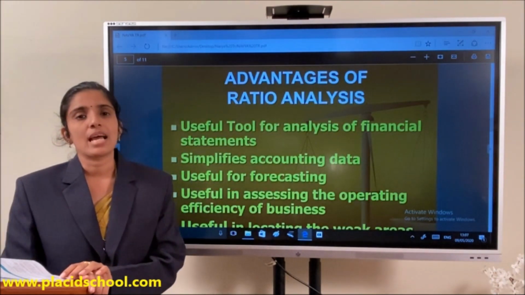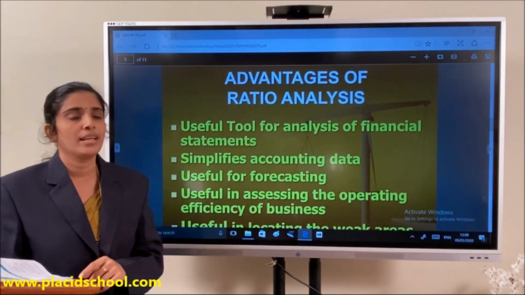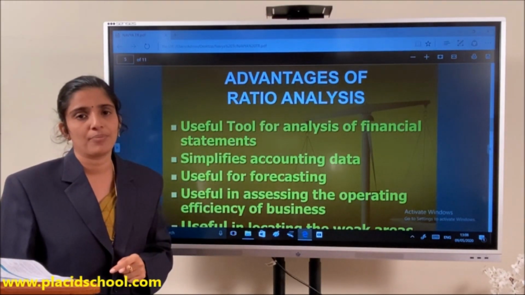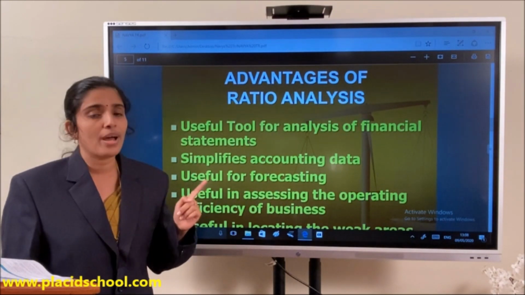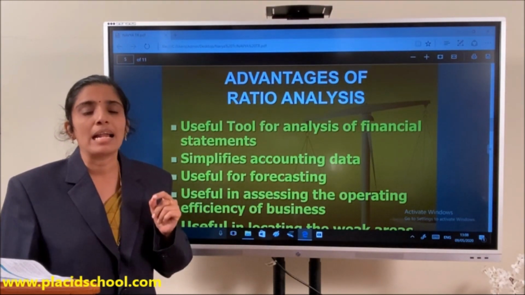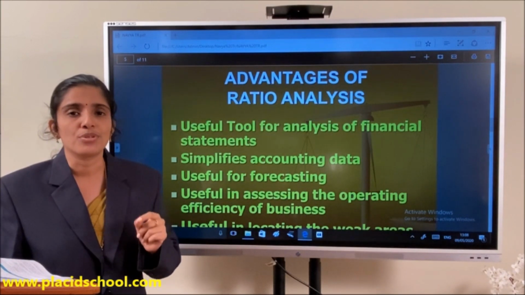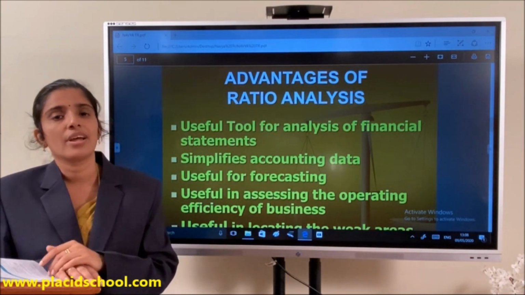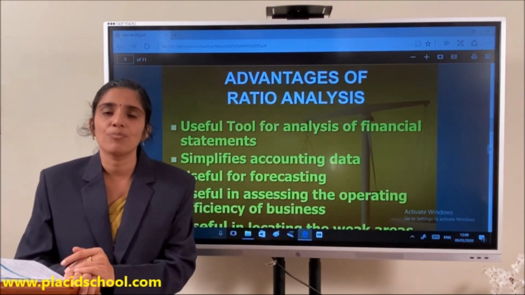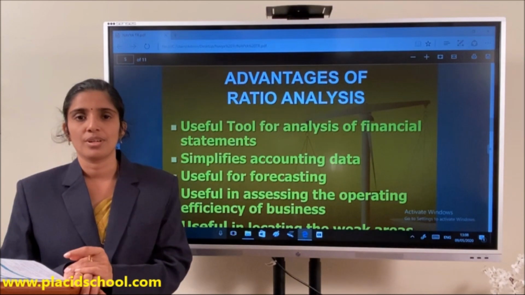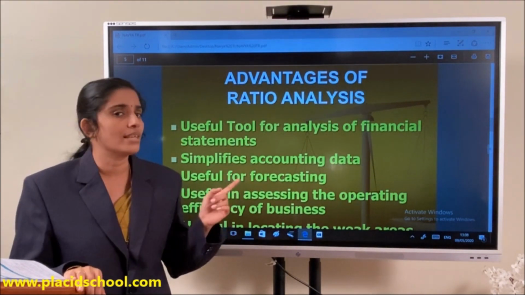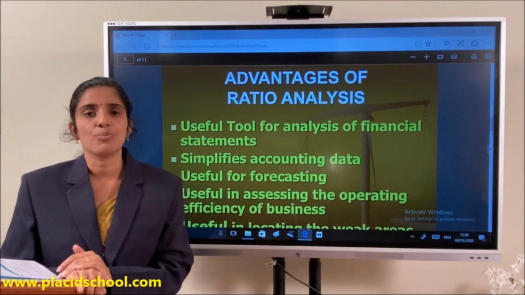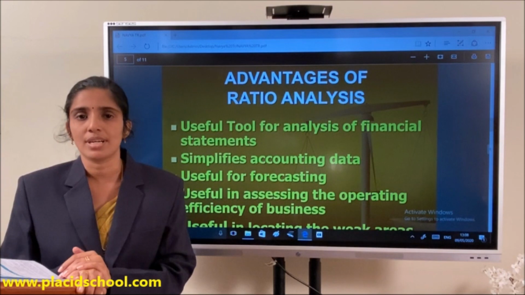The next topic is advantages of ratio analysis. The first advantage is that it is a useful tool for analysis of financial statements. This financial ratio analysis is helpful in understanding the financial position of the organization for bankers, investors, creditors, etc. They want to know the operational level of performance and also the financial position. With the help of ratio analysis, they can clearly get the idea of operating efficiency and the financial position of the organization. That is the first advantage.